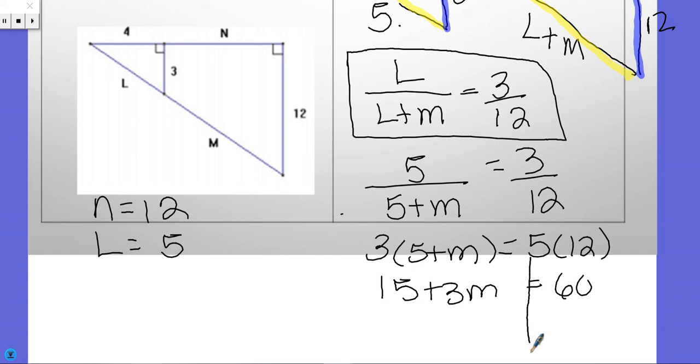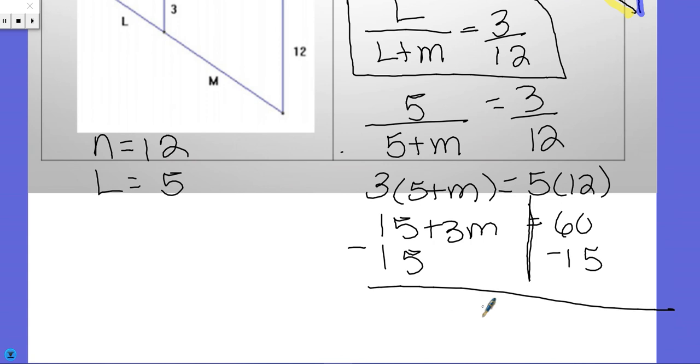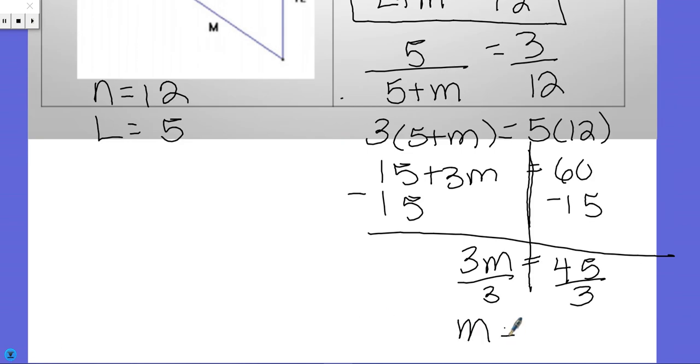I'm going to draw my line down the middle, and I'm going to go forward. My 15 is on the wrong side, so we get 3m equals 45, and then we're going to divide this by 3, divide this by 3. Oh, it's going to be 15. All right, so m equals 15.